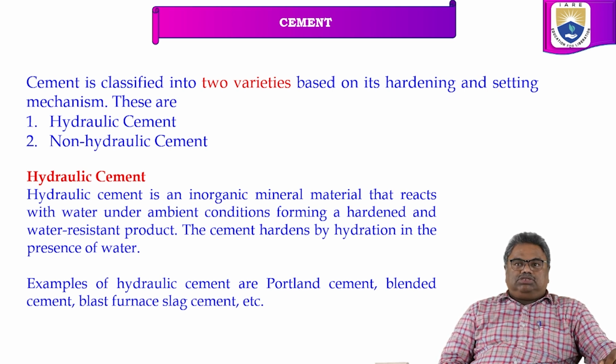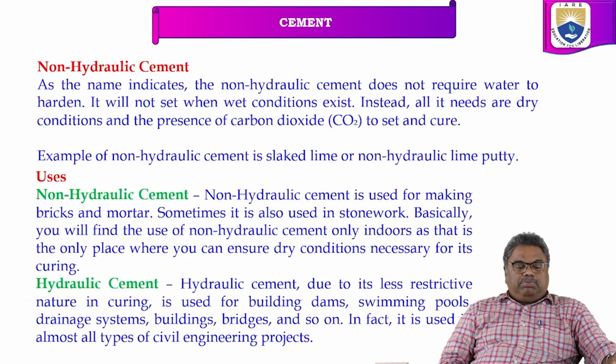The cement hardens by hydration in the presence of water. So this hydration process will develop within the cement in the presence of water. The examples for hydraulic cement are Portland cement, blended cement, blast furnace slag cement. So this cement will react with water, the hydration process will occur within the material, and it hardens and becomes a water-resistant product. So this is hydraulic cement.